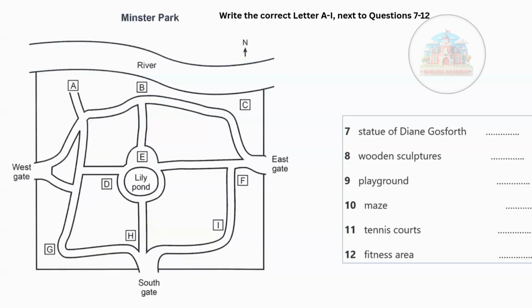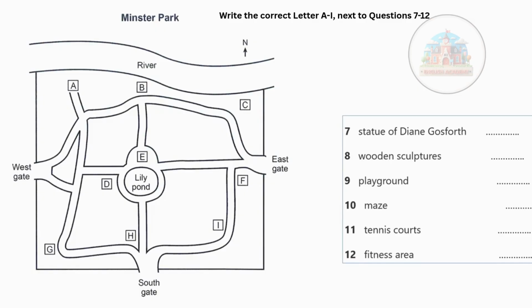There's a new area of wooden sculptures, which are on the riverbank, where the path from the east gate makes a sharp bend. There are 2 areas that are particularly intended for children. The playground has been enlarged and improved, and that's between the river and the path that leads from the pond to the river.